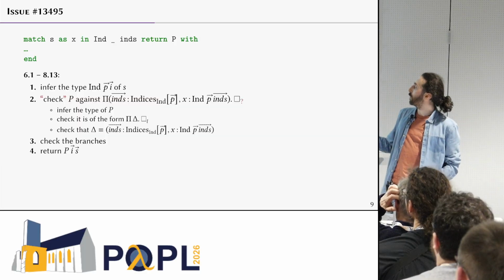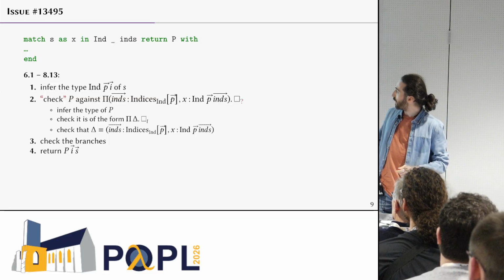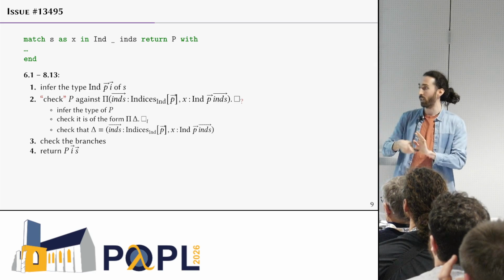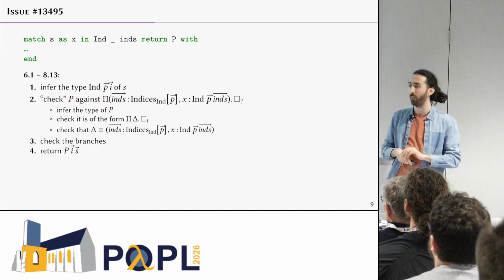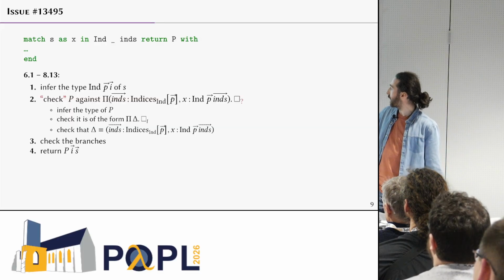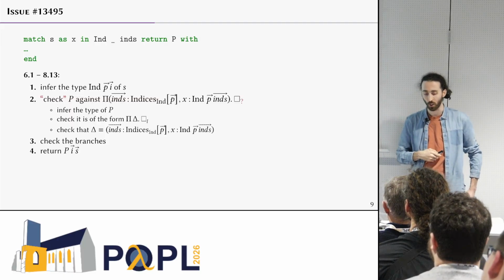So then what you're going to do is do by hand what that check would have done. So you're going to infer the type of P. You check that this type is of the form of some big product type of a bunch of things, and then a universe at the end. So this L is the thing that is going to fill in your question mark here. And then you check that this context that you got here is the one that you expect, that both of them are definitionally equal.